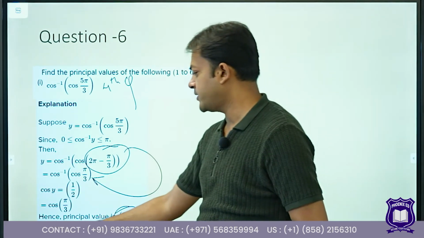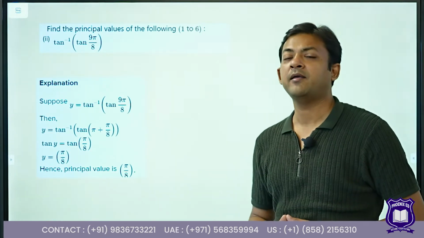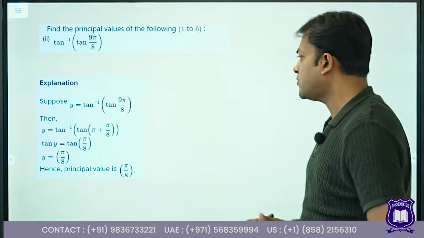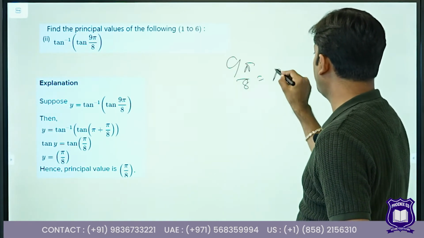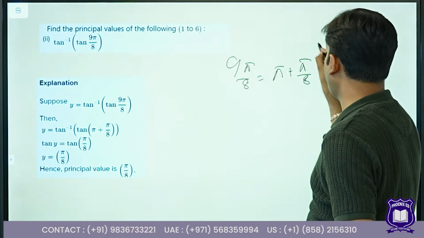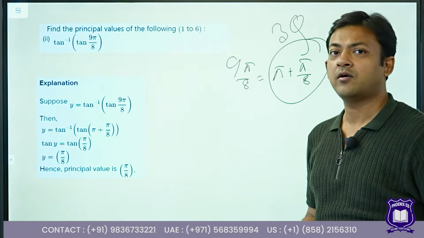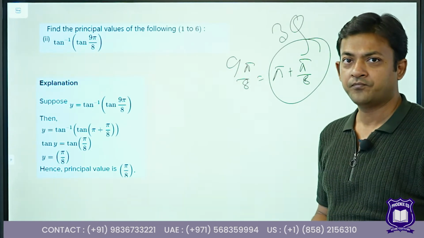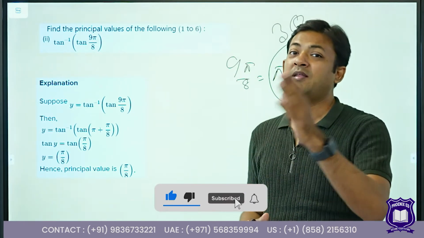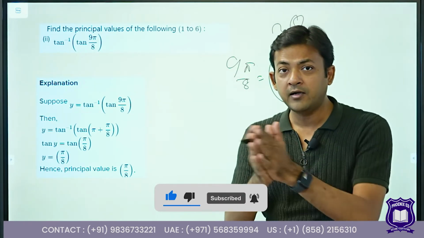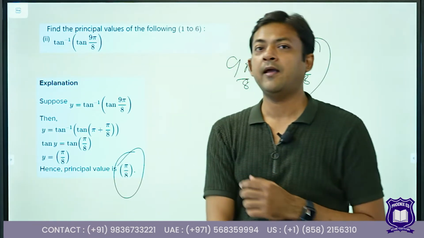Let's take a look at another question, friends. Tan inverse of tan 9 pi by 8. When we quickly simplify the value of 9 pi by 8, it comes out to be pi plus pi by 8, which is an angle lying in the third quadrant. For an angle lying in the third quadrant, the tangent is positive. When the tangent of the angle is positive, we expect the answer to be in the first quadrant in order to fit it into the principal range, and hence the answer would be only pi by 8 and not 9 pi by 8.